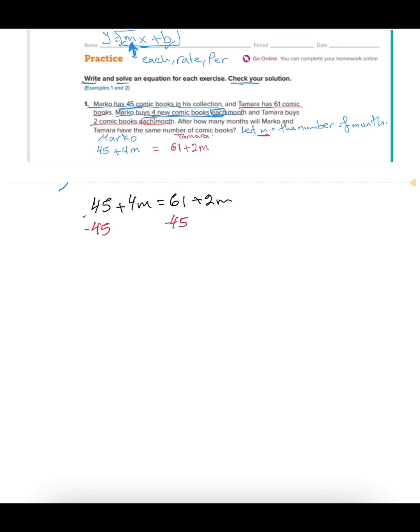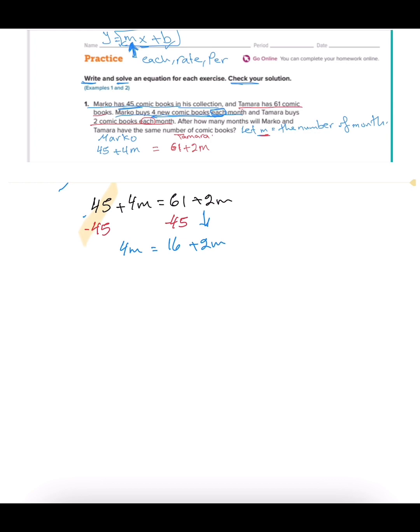The first side will be 45 minus 45, which is 0, so this one is deleted. So on the first side we have only 4m, equals 61 minus 45, which is 16, and this is 2m, same.